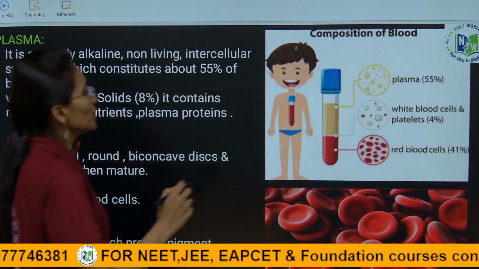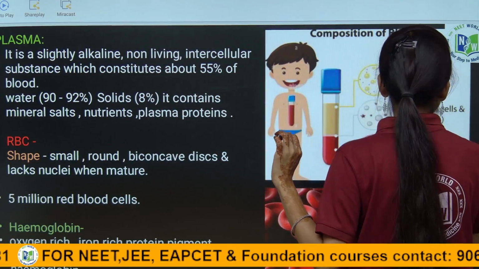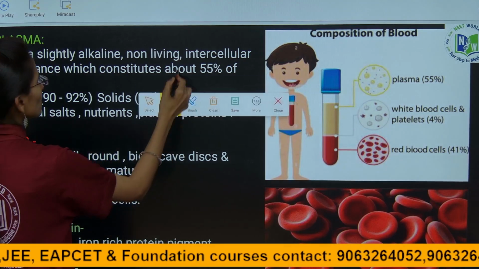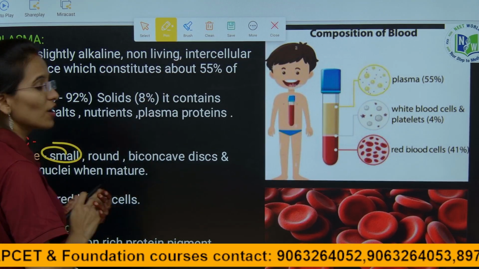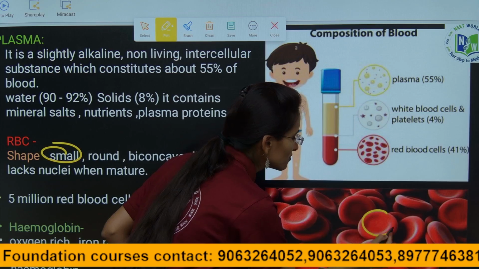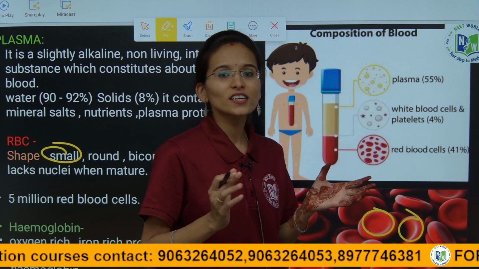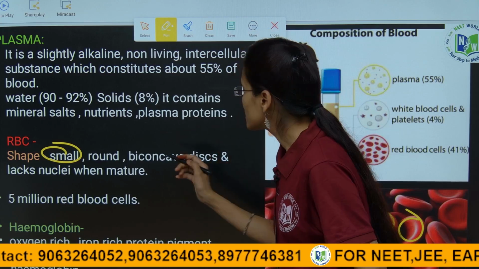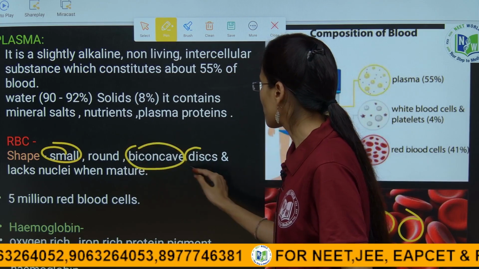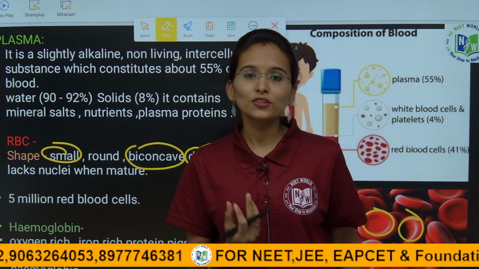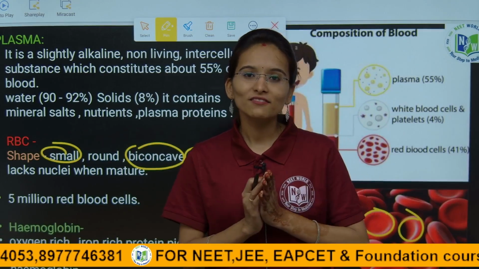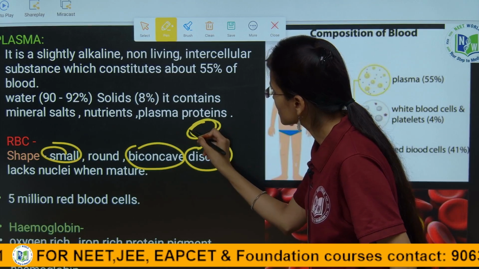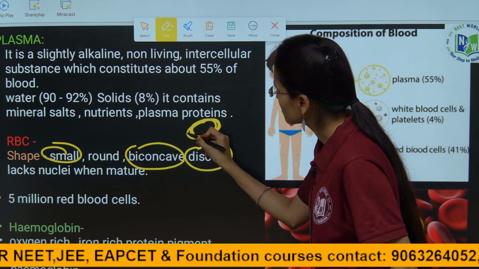So, now coming towards the shape of the RBC. Coming towards the shape, these are very small, not that much enlarged, somewhat small. These are round, clear, these are round in nature, very small and circular, and coming towards the shape, these are biconcave disc like. They are going to appear in the form of biconcave disc like structures. See, look here. In this disc shaped manner the RBC cells are going to appear.